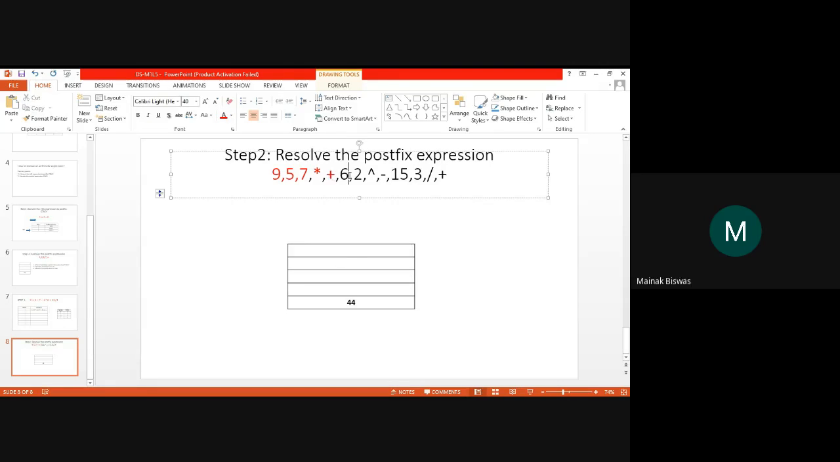Then comes 6. First comes 6, then comes 2. Then the operator that comes is exponential. For the exponential, first 2 is popped, then 6 is popped. 6 squared is how much? 36. So 36 is pushed into the stack. Then the operator that comes is minus. Minus means 44 and 36 are popped.